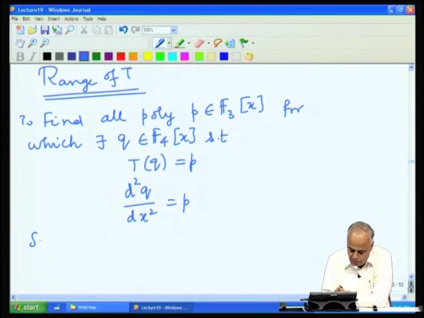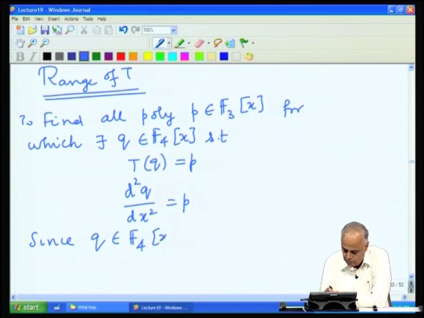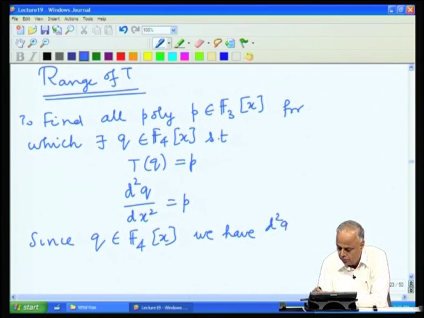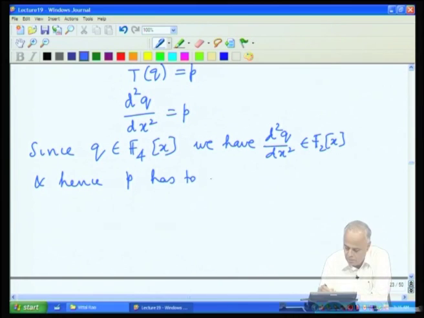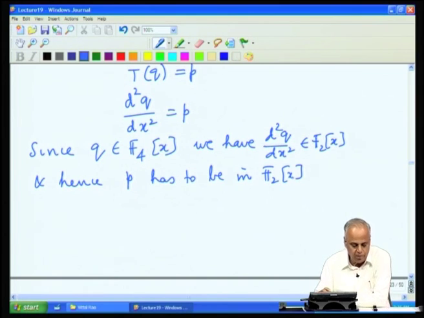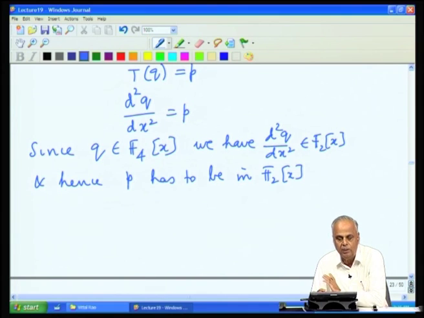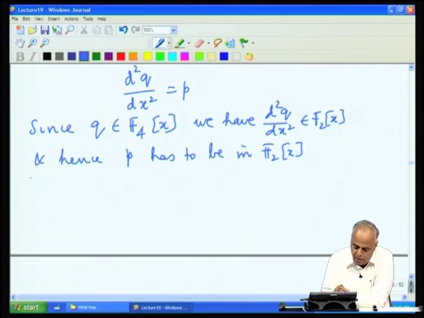Since Q belongs to F4x, we have d squared Q by dx squared belongs to F2x. It has to be a polynomial of degree less than or equal to 2, and hence P has to be in F2x. So, we know that if at all there is going to be a solution for this, you better start with P which is in F2x.